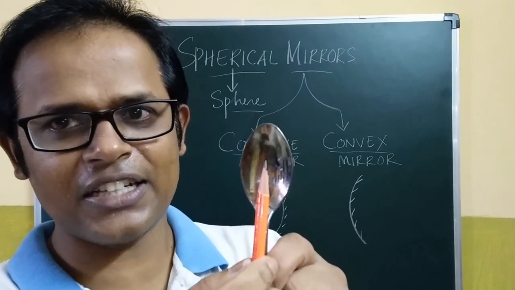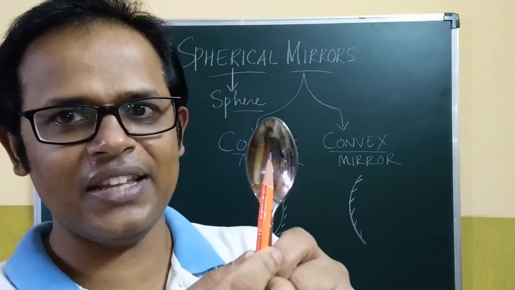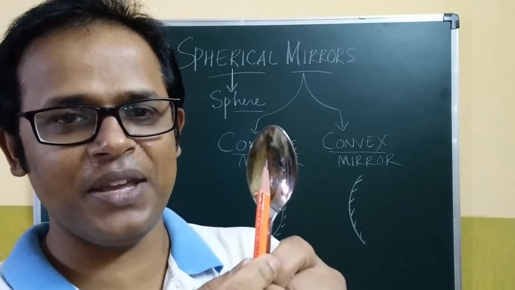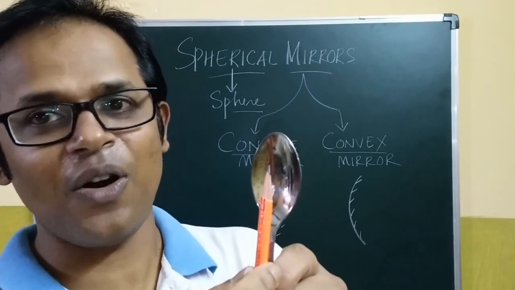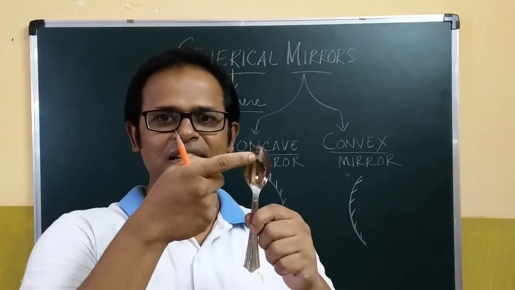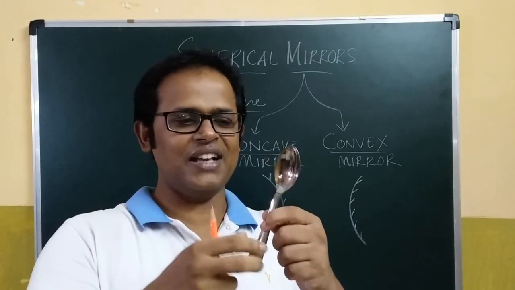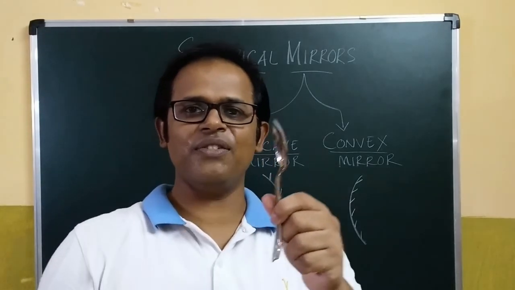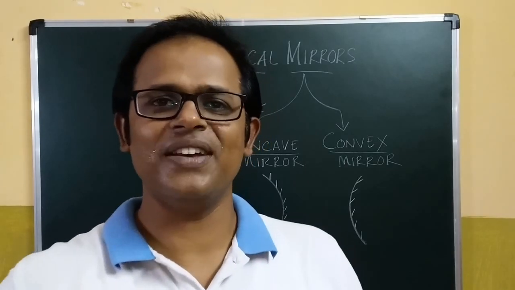If I really get closer, you will find that the image really becomes upright, but at the same time it becomes magnified also. So my dear students, I hope I'm clear with the simple tool which is available in everyone's kitchen to identify which one is concave and convex surface.